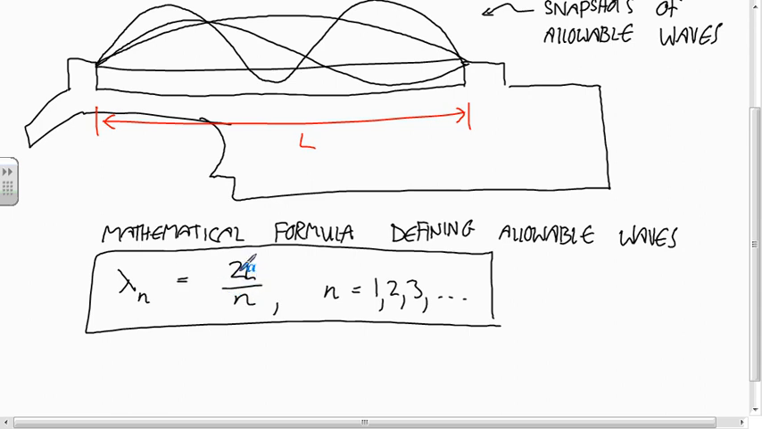The second one, the wavelength has to be equal to 2L over 2, according to this formula, which says that the wavelength has to be equal to L. And look at this second biggest wave that I drew. This one exactly repeats its pattern once over the length of that string.